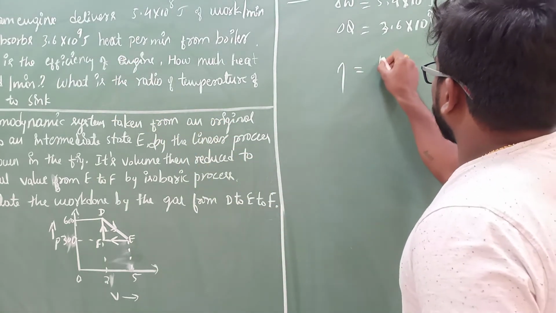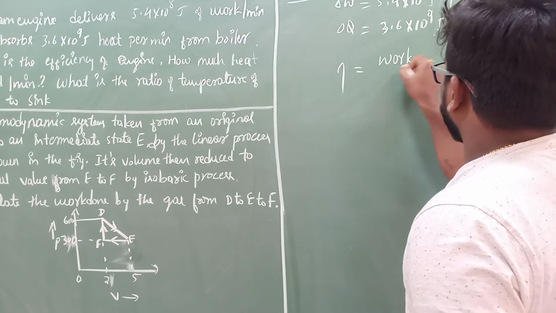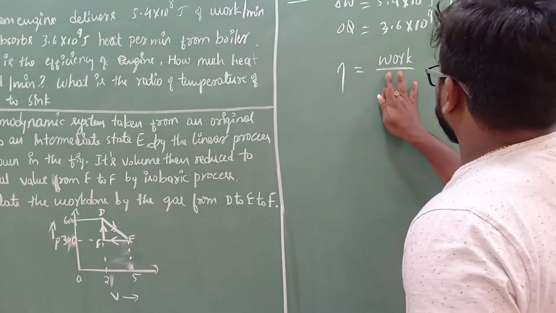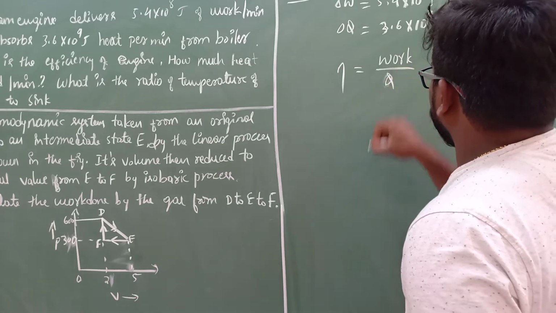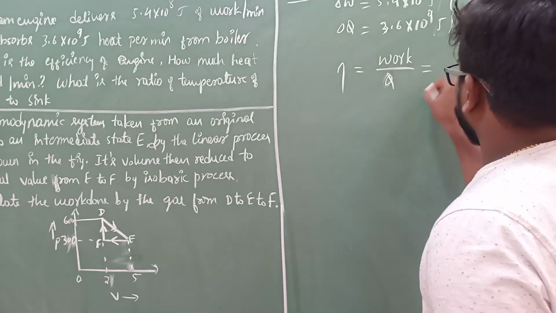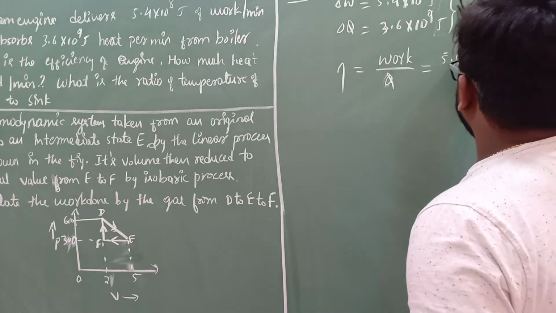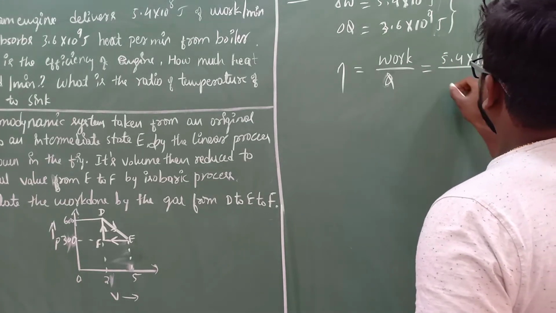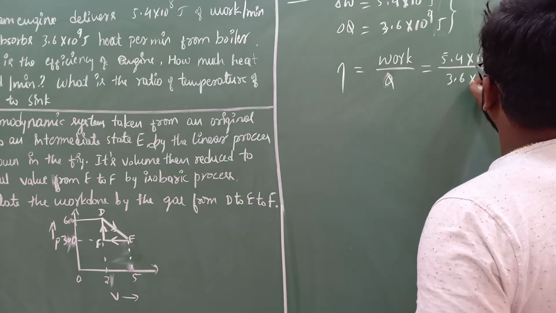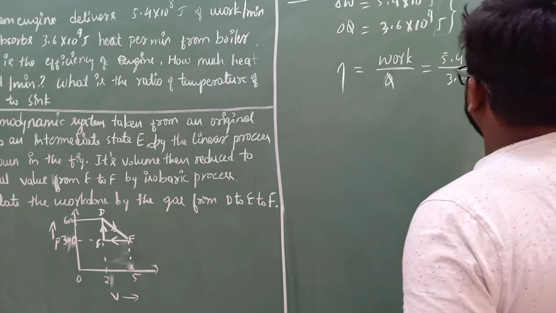Efficiency is given by work done divided by the total amount of heat absorbed. Let us take that as Q. So what is the work done here? Here we have 5.4 into 10 power 8 divided by 3.6 into 10 power 9.